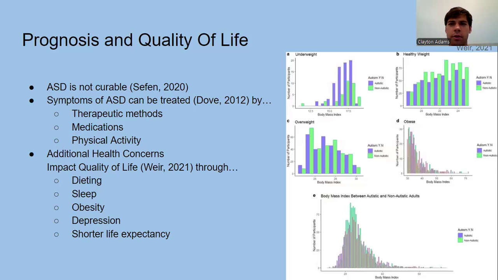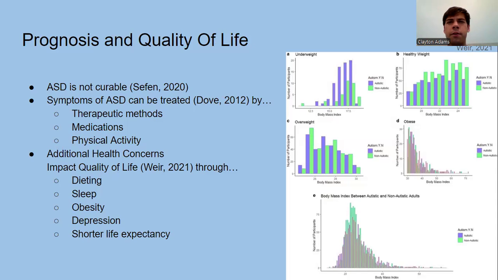Looking at a person who is diagnosed with autism, it is not a curable disease. Once you have autism, it is something you have for life. Now, some of the symptoms of autism, some of those things that we mentioned on the previous page, can be treated by therapeutic methods, medications, and what we'll look at today is physical activity.